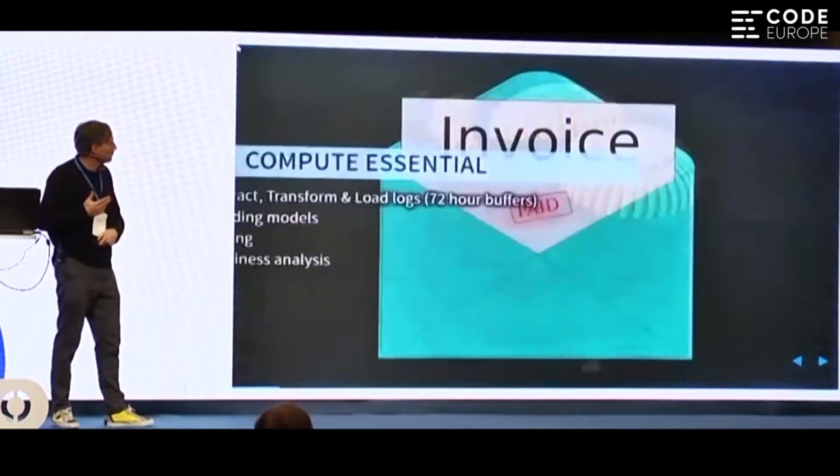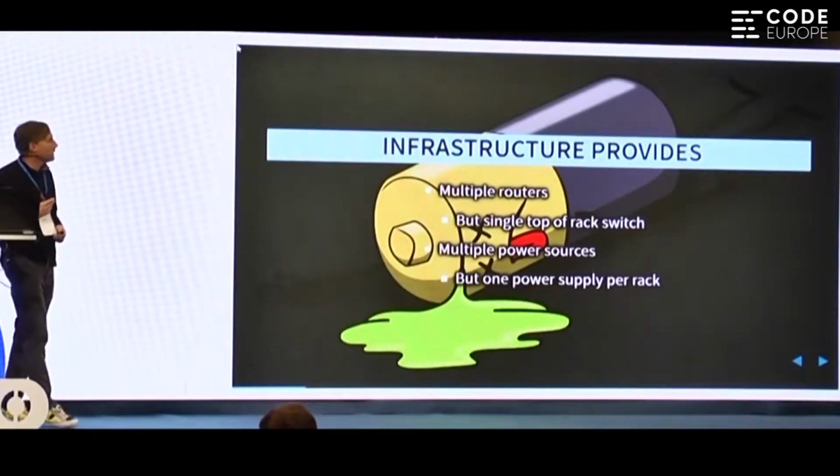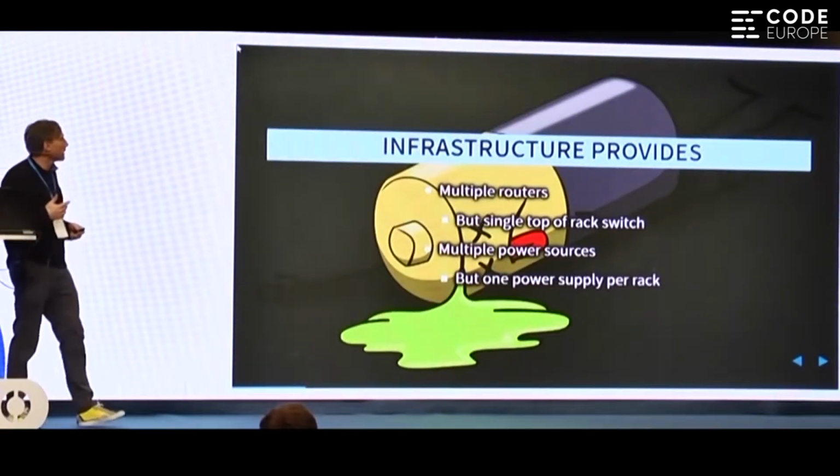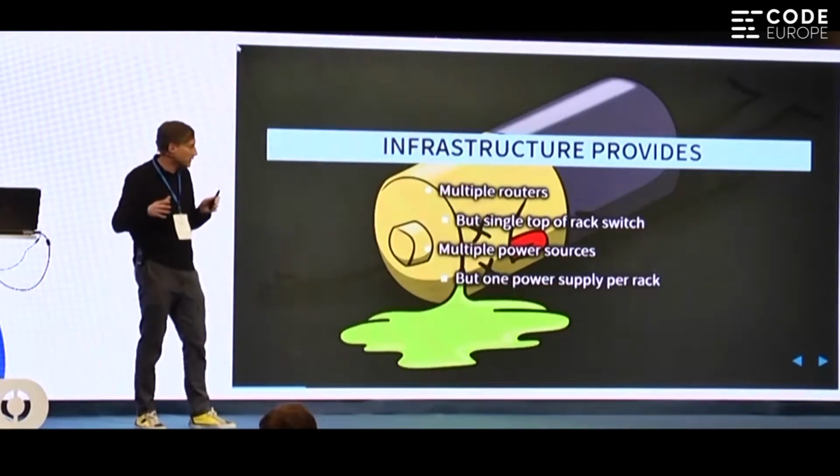But the infrastructure provides another level of redundancy. We have multiple routers on the top of the rack because, of course, all these 1,200 machines are connected together.